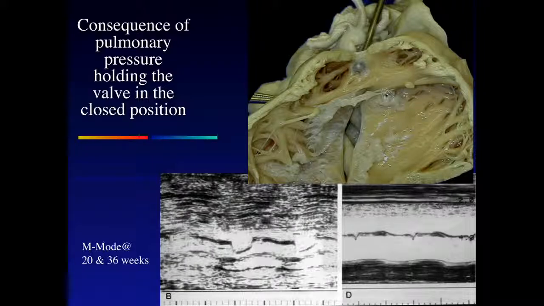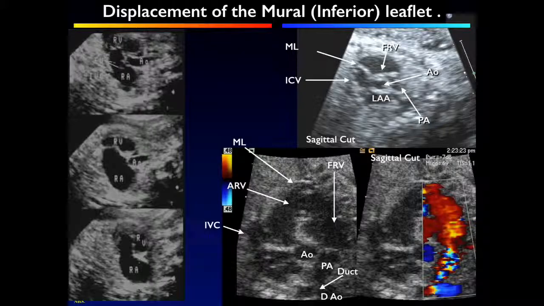So what happened here was, as the ductus flow kept this pulmonary valve in the closed position, because there was no effective forward flow, or progressive lack of forward flow across this tricuspid valve, the pulmonary valve became atretic, or they develop insufficiency and the circle of death. And so let me just point out again that the mural or inferior leaflet is displaced, and we can really identify this on fetal ultrasounds quite easily.